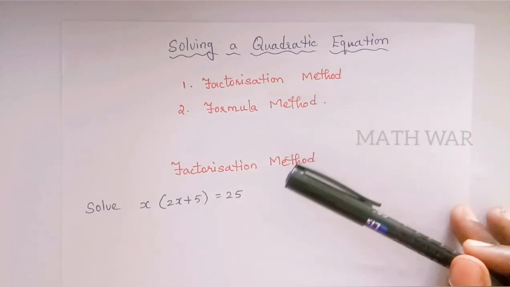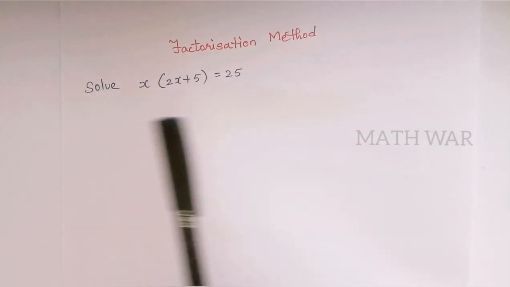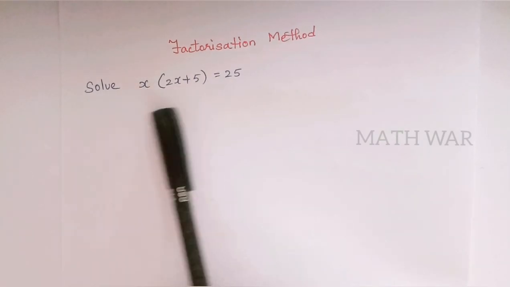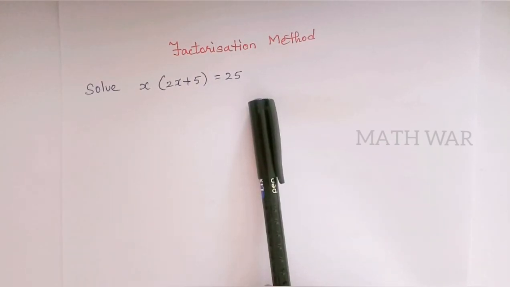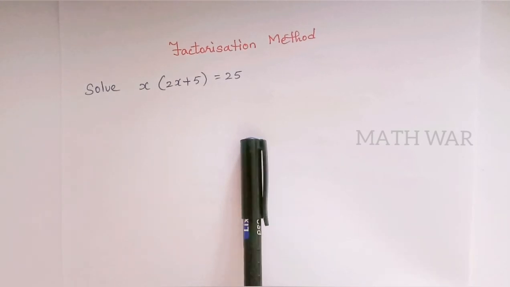So first we will start with the factorization method. We will see one problem now. See the question: solve x into 2x plus 5 equal to 25. But this is not a general form of a quadratic equation. So we should make it like the ax square plus bx plus c form. Then we should start to work it out.